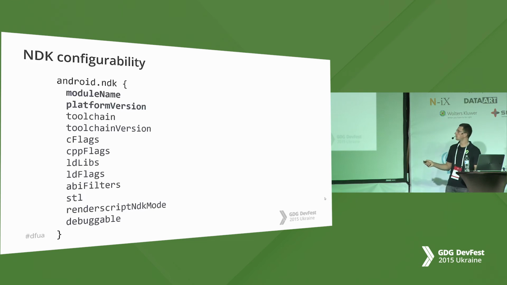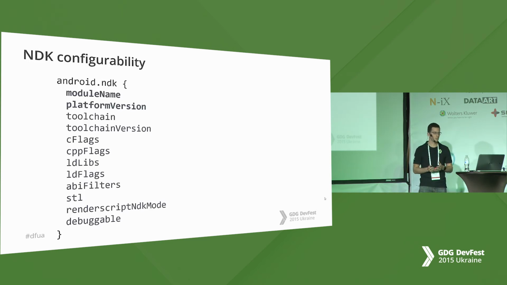So most important ones are module name and platform version. Platform version will define which version of Android you are compiling your sources against. So define it yourself the same as your min SDK version. Then you can choose toolchains, C flags, LD flags, ABI filters if you want to generate only for specific architectures, and set it debuggable or not. By default, for debug builds, it's set to true. So that's a good thing.